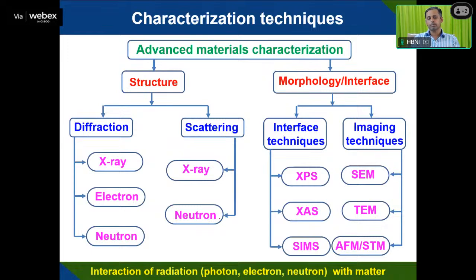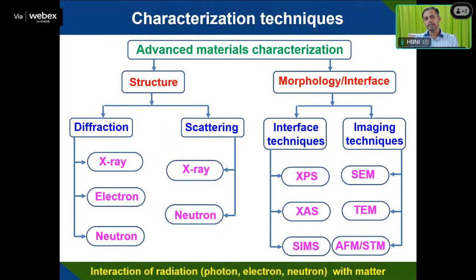For the morphology or interface part, for interface analysis you can use techniques like X-ray photoelectron spectroscopy, X-ray absorption spectroscopy, or secondary ion mass spectroscopy. Those are surface techniques that can identify the chemical states of the material, or its coordination number by using X-ray absorption spectroscopy.